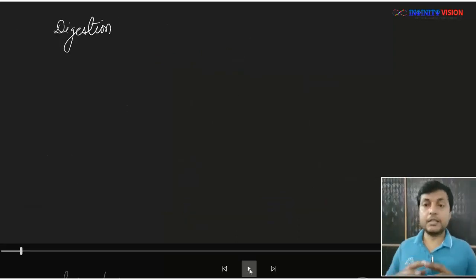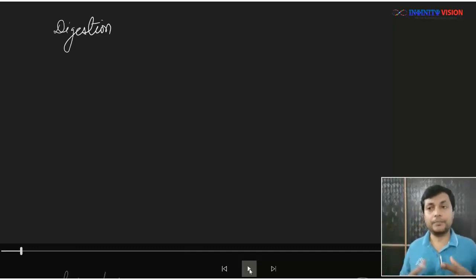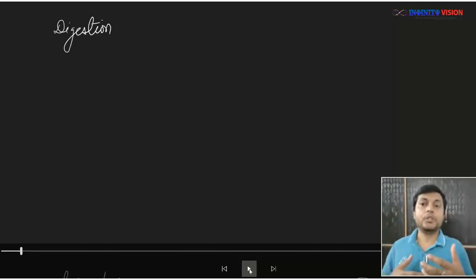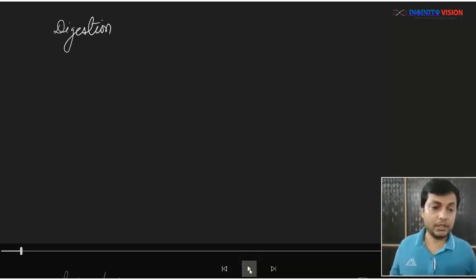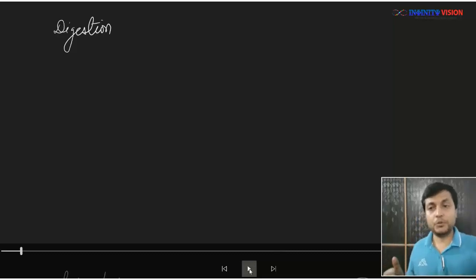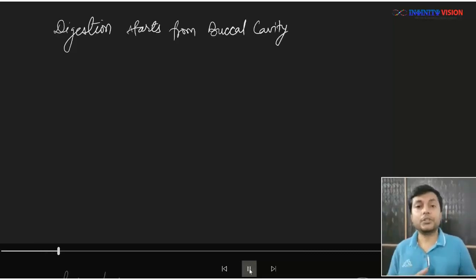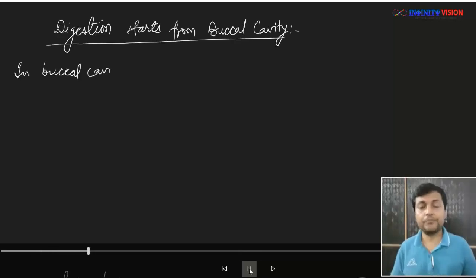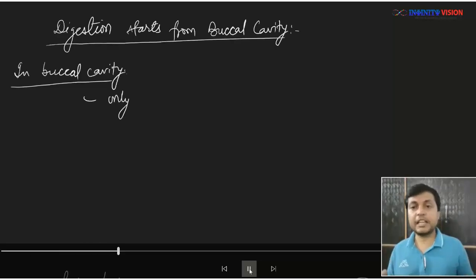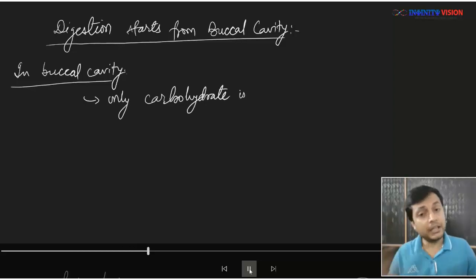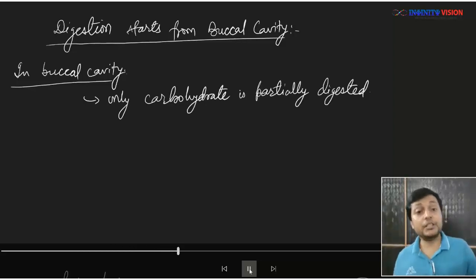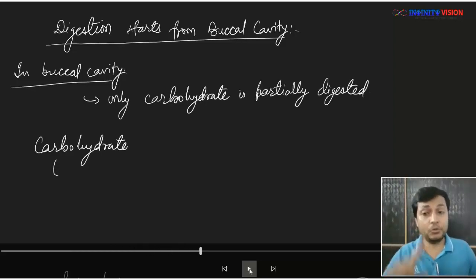Now let's see digestion in more detail. Let's see how digestion takes place in the buccal cavity, then in the stomach and small intestine. One by one, we are going to see the process of digestion in more detail. So let's start with digestion in the buccal cavity. As I said, it starts in the buccal cavity. In the buccal cavity, only carbohydrate is partially digested, not completely. Do remember, only partially.